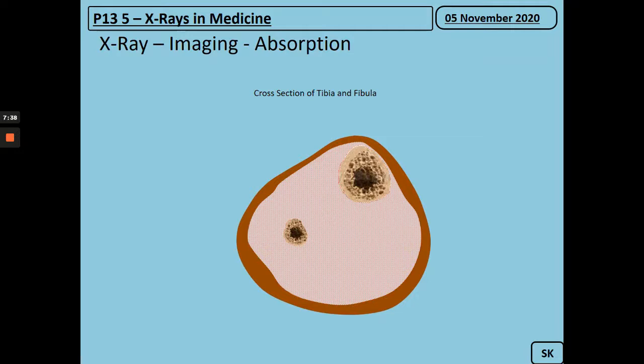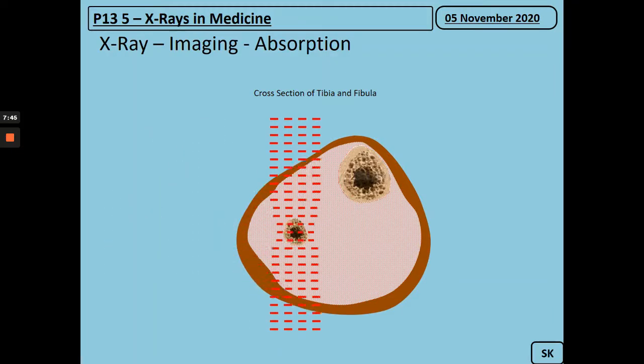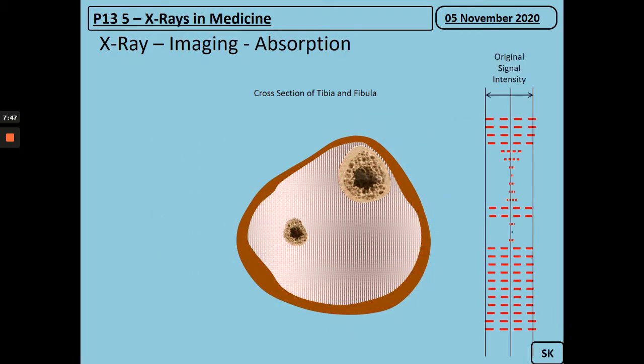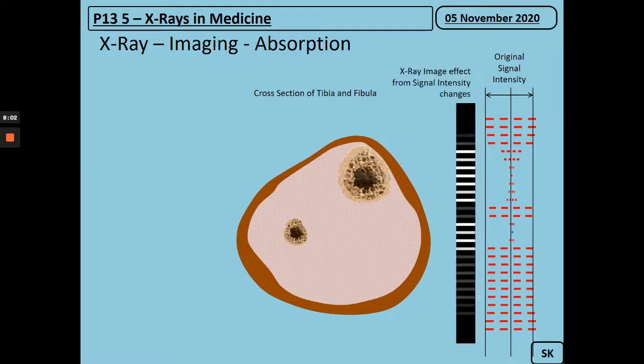So for X-ray imaging absorption, this is a cross section of a tibia and fibula. X-ray beams going through, and if you notice there, the intensity has changed. So there's the beam look of how it was, and it's changed as it's gone through those bones. If we have a look at what's happened to the intensity of the wave, the X-ray image from the signal would change as well.